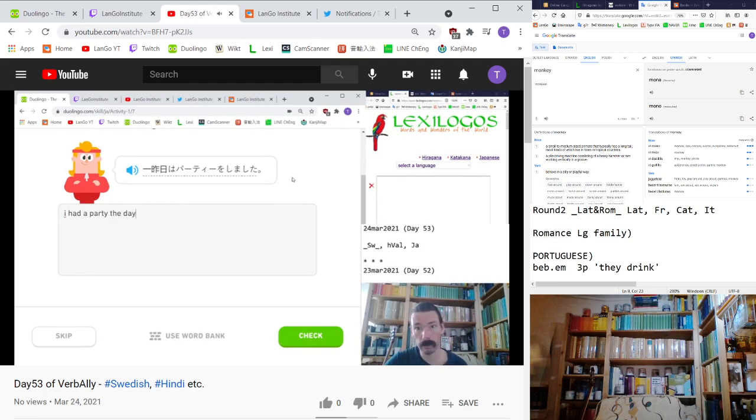We know this is the past tense we're talking about. This ta suffix, and that is not a meaningful phrase. I don't know why it would tell you that. Party the day before yesterday.